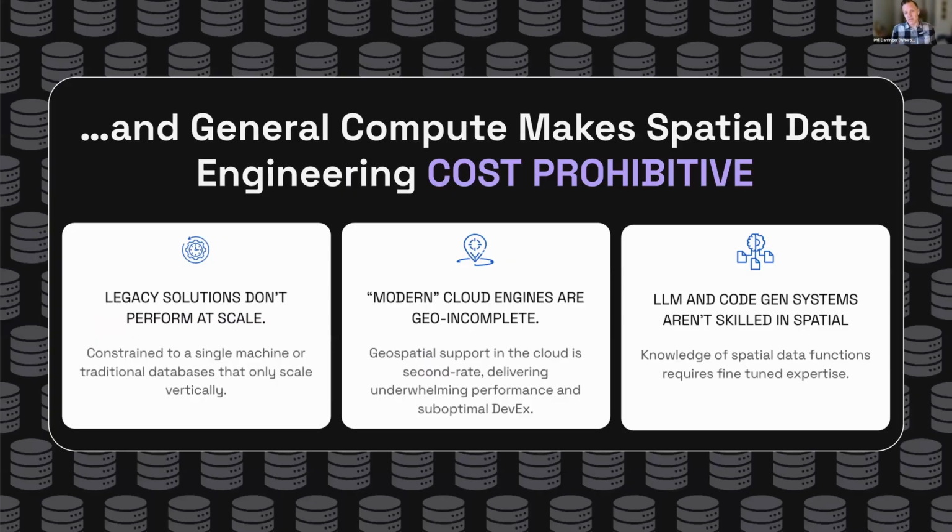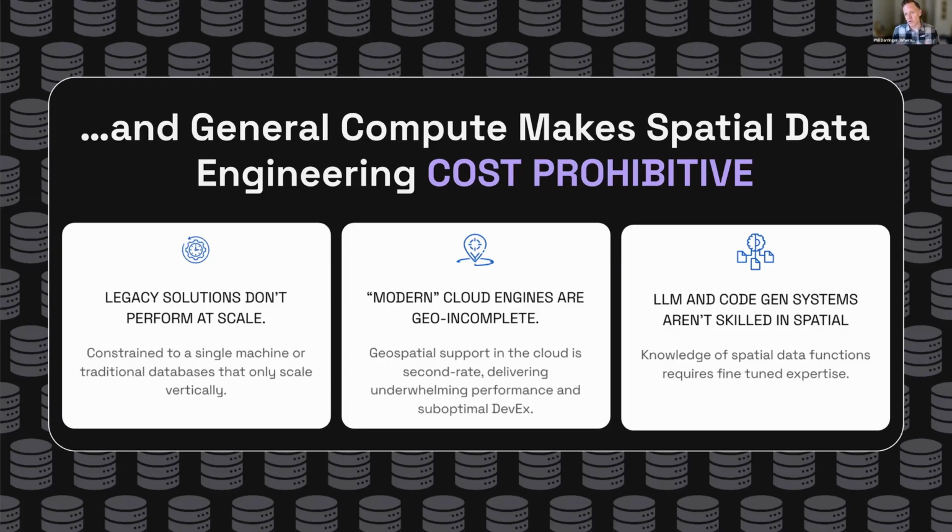And the other problem is compute and simply the processing platforms that people can use. Traditional legacy GIS solutions don't really perform well at scale. They might work for very small scale analysis, but don't give you the power to bring that to true planetary scale analysis. And newer, more modern cloud engines or cloud data warehouses are really geo-incomplete. They don't have the extent of geospatial support, whether it's fundamental geospatial data types or the types of vector and raster operations that you might want to do to perform these types of analysis.